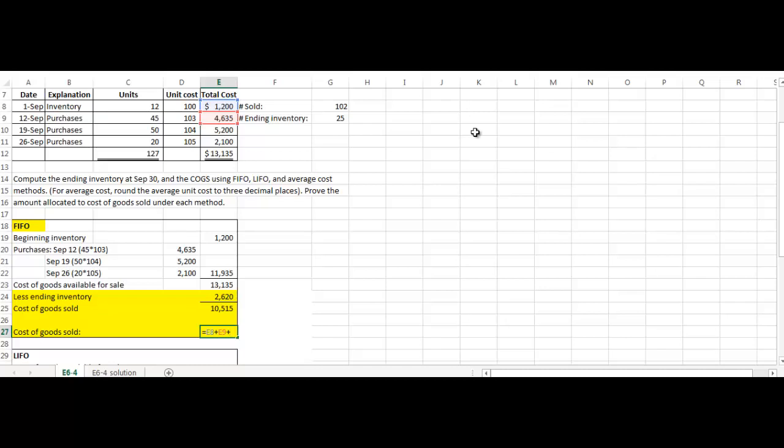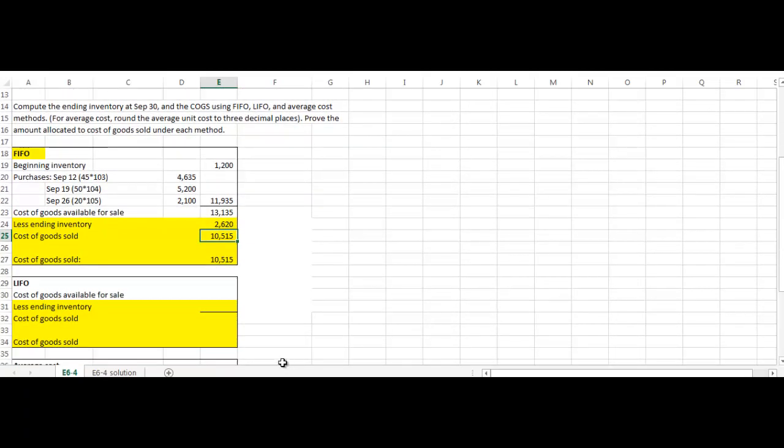To that, we have 45 more here, which were purchased at 103, which is $4,635. And now we need to fill up enough to get to the 102. We don't need the entire next tier here of 50. What we need is 45 of them in order to add up to the 102. So we'll go ahead and multiply 45 times the 104 price. We had the 12 units plus 45 at the 103 plus 45 at the 104, and those three sum up to the 102 units that were sold. Our cost of goods sold equals what we just calculated, so we proved it. One done.